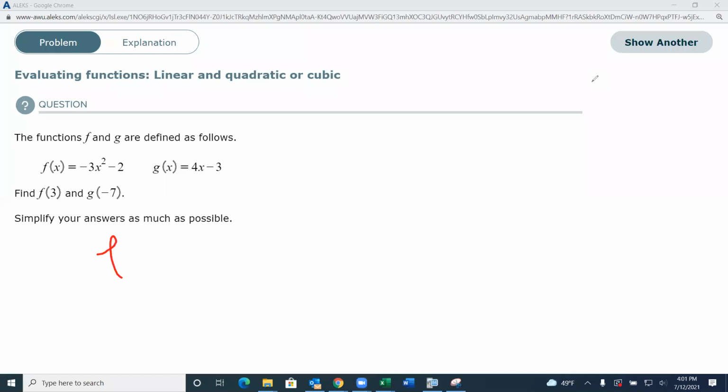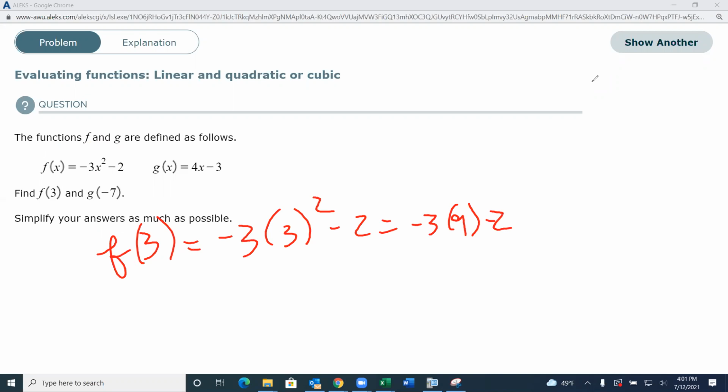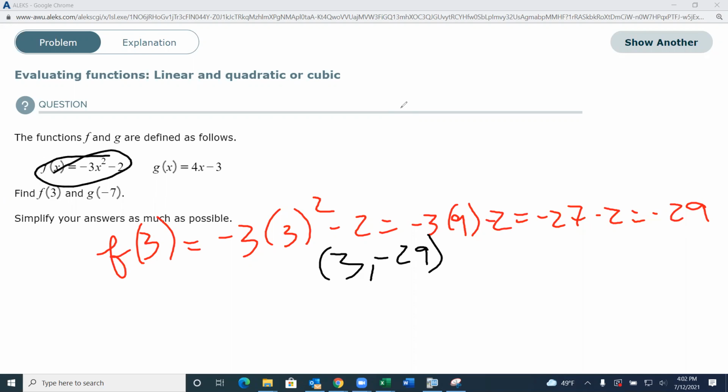Okay, so they say, go find f of 3. That's a cursive f, lowercase f, which means go to the f function and plug 3 in for x. All right, so I'll do it. And then I simplify, and I get 3 squared is 9. And then -27 minus 2 is -29. And that lets me know that the point 3, -29 is a point on the graph of this function.